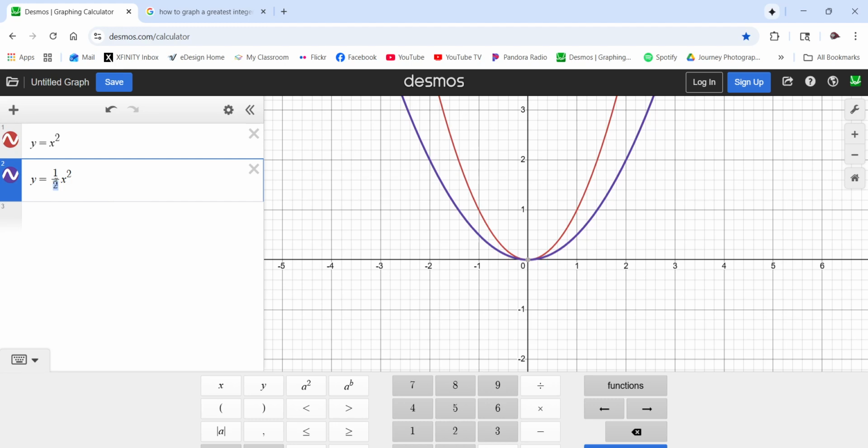Now, if we make the denominator bigger, it's actually making the fraction smaller. I don't know, let's just go 5. What do you think that's going to do? It's going to make it even wider. See that? Okay?